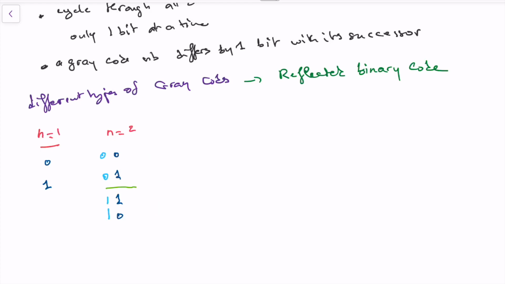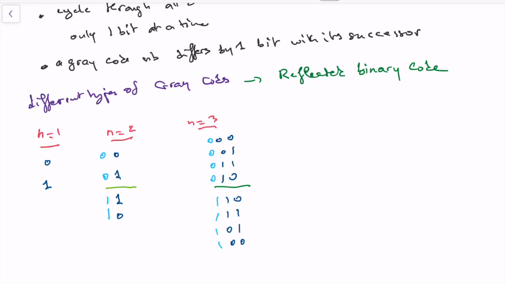And now let's go to n equal to 3, just to really understand this. We need to do the same thing. We need all the values from the previous n, so 0 0, 0 1, 1 1, 1 0. And then we need to do the reflection of that, which would be 1 0, 1 1, 0 1, and 0 0. Now we put 0 in front of the first ones, and 1 in front of the reflected ones. And now we have the gray code for n equal to 3.